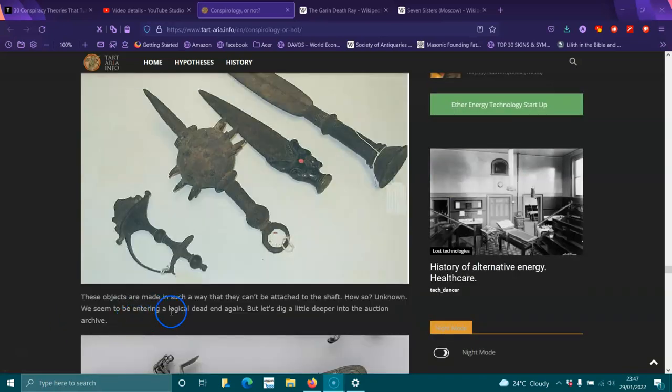These objects are made in such a way that they can't be attached to the shaft. How so? Unknown? We seem to be entering a logical dead end again, but let's dig deeper into the auction archive.